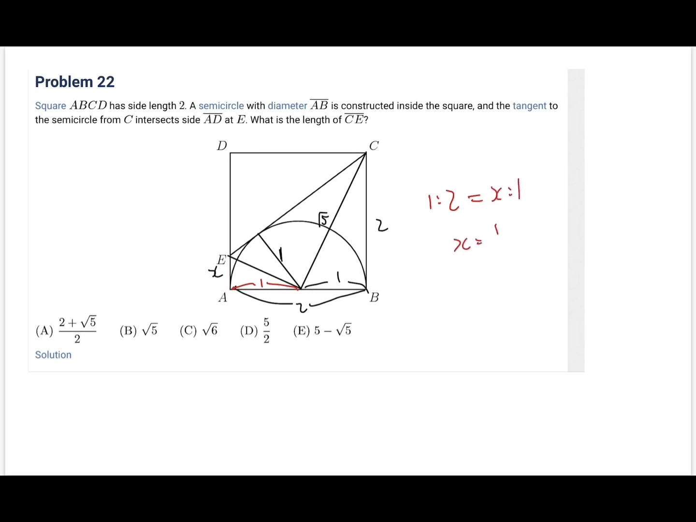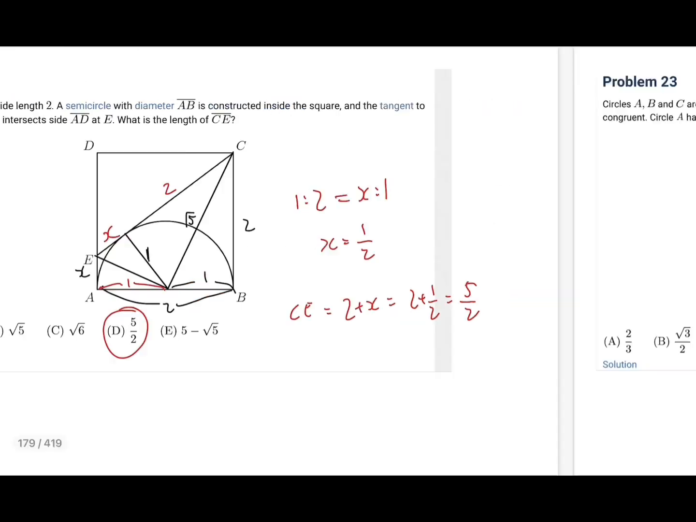So x equals 1 over 2, and so CE, since this is the same as this, this much is 2, this is the same as this, so this is x. CE is 2 plus x, 2 plus 1 over 2, this is 5 over 2, so the answer is D.